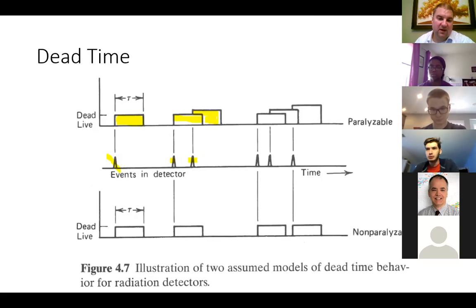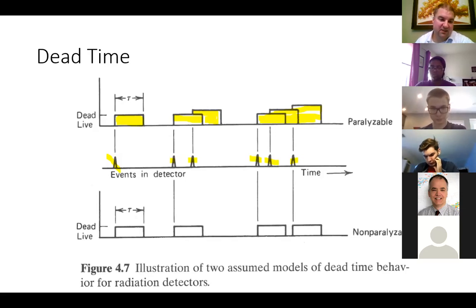If your events are occurring too quickly, it's possible that you can completely paralyze your detector and you will not count all of the radiation, or even close to all of the radiation, that's in that space.